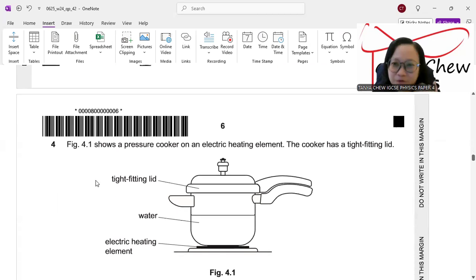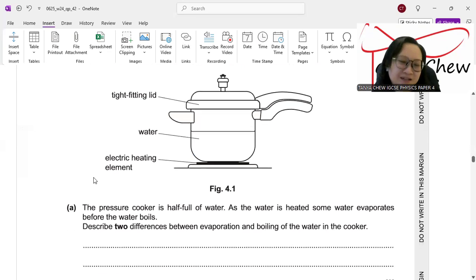Now, number 4. Fig 4.1 shows a pressure cooker on an electric heating element. The cooker has a tight fitting lid. Have you ever seen this before? I used this before, used to boil some corn, right? It is not so nice to use actually, quite heavy.